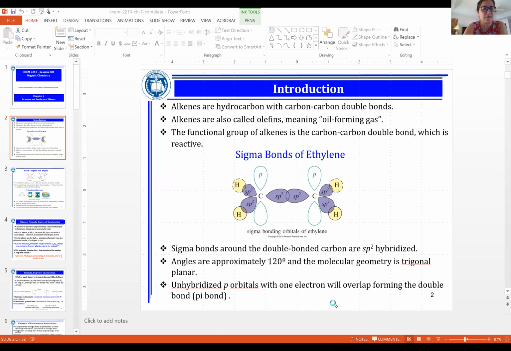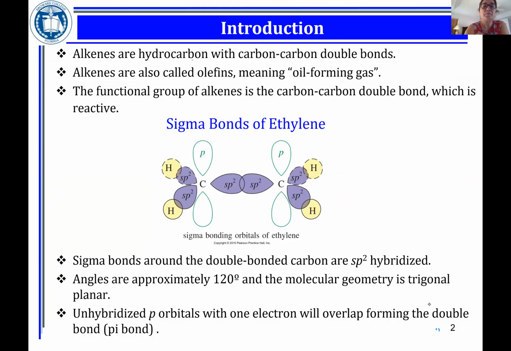That is head-on overlap of two s orbitals or two p orbitals, or any hybrid orbital with an s or p orbital. That gives you a sigma bond. Examples of that would be the sp2 hybrid orbital overlapping, and it gives you a sigma bond.